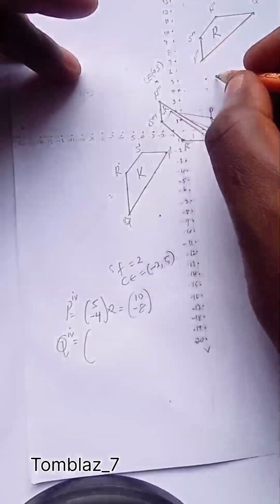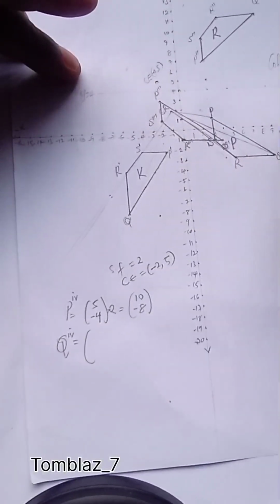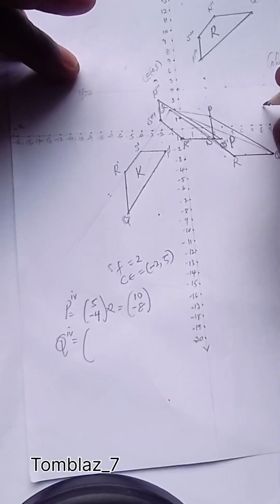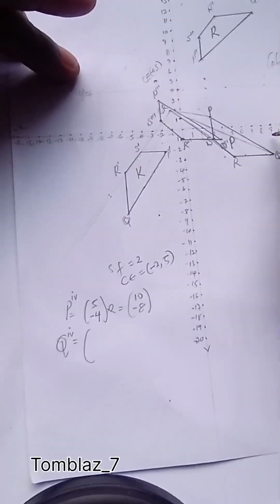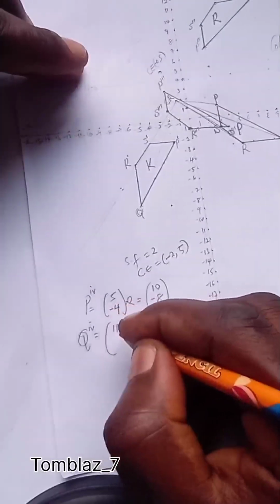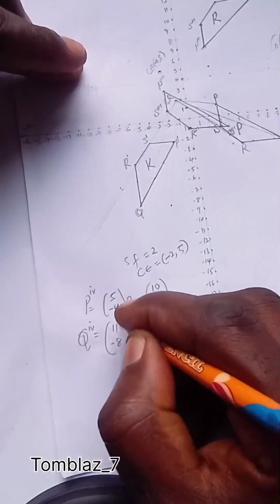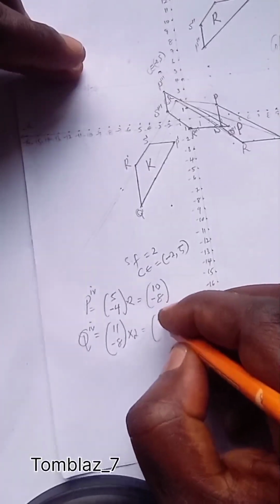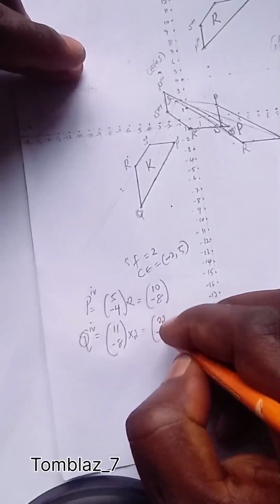So this is the point here. So here we count downwards. So we have 1, 2, 3, 4, 5, 6, 7, 8. So we have 11 and minus 8. Multiplying by 2, we have 22 and minus 16.